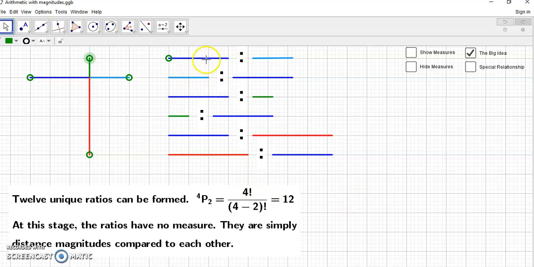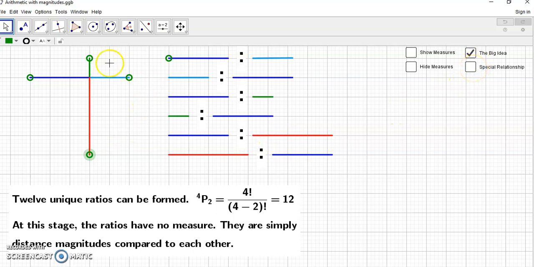In other words, this ratio means compare the length of the dark blue line with the light blue line. Compare the length of the red line with the blue line, okay? So it doesn't matter how you write the ratio down. It's not actually a measure, right?